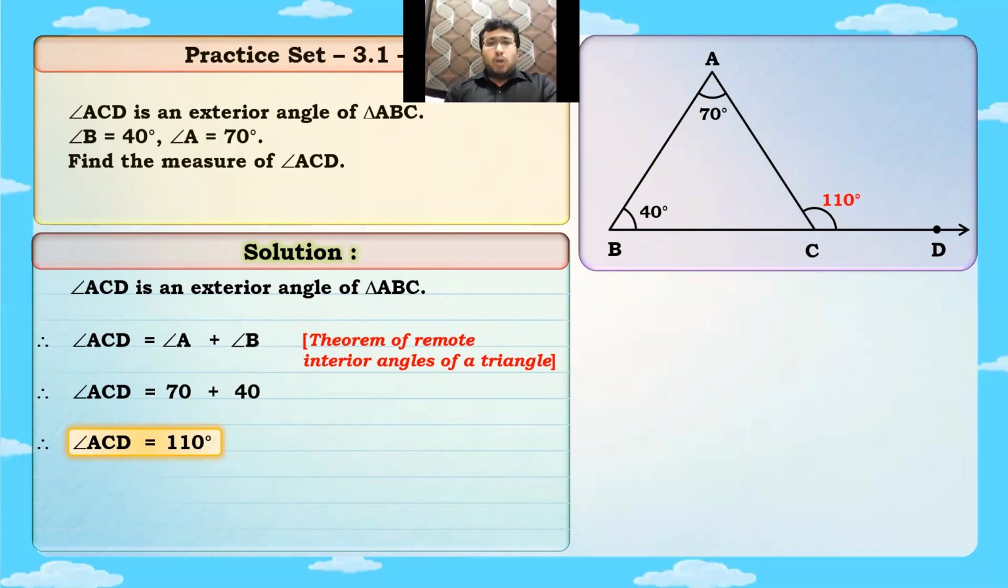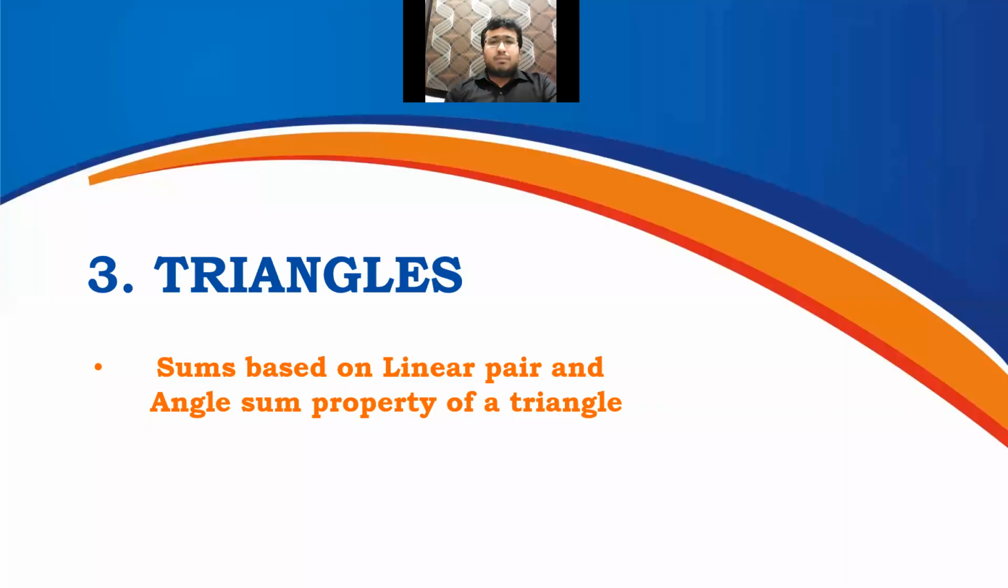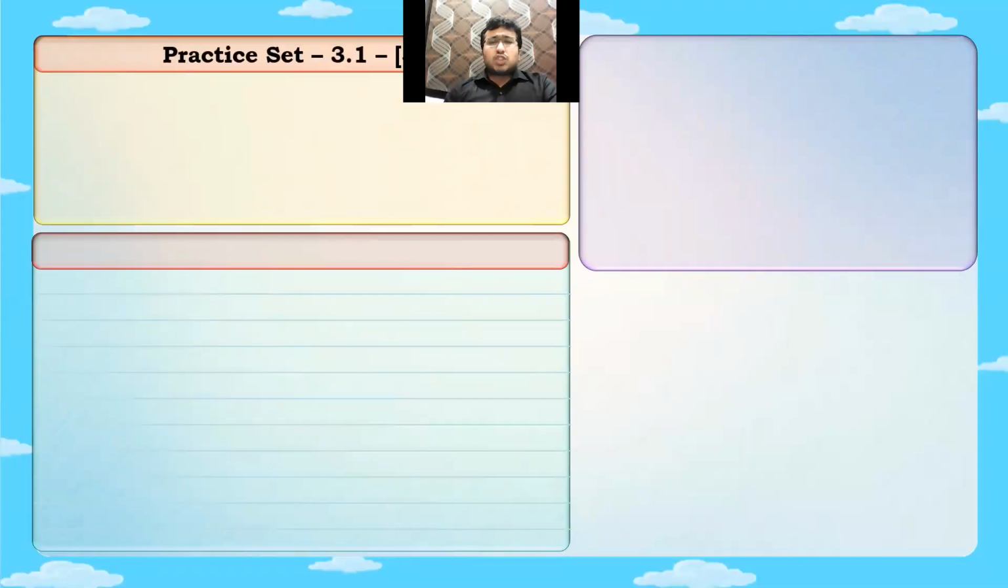Students, I hope all of you have understood this sum. This is a very simple sum based on the theorem of remote interior angles of a triangle. Okay. Students, let us start with the next sum. We start with the next sum, which is a very beautiful and a very easy sum.